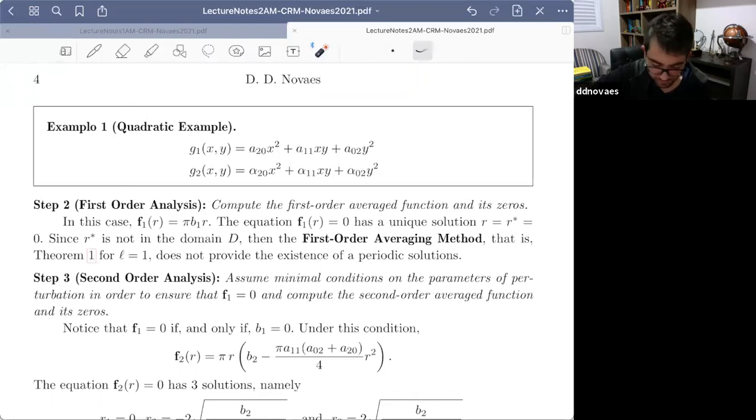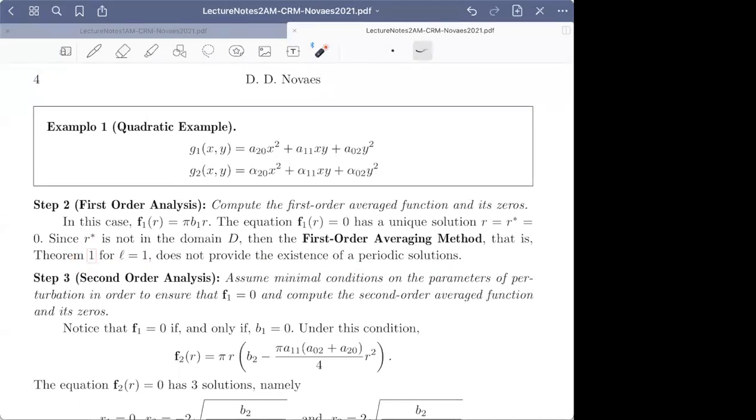So we say in this case that the first order averaging method, that is theorem 1 for L equal 1, does not provide the existence of periodic solutions. So what can we do now? We cannot apply the averaging method of the first order.